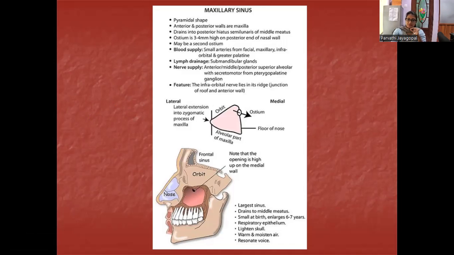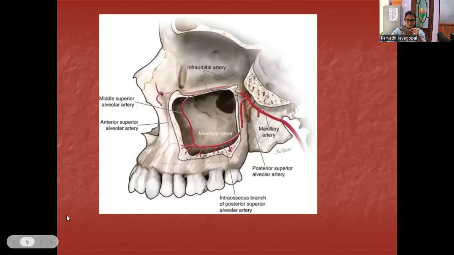And what are the functions of the maxillary sinus? It, of course, lightens the skull. It warms and moistens air that is inspired, and it gives resonance to the voice. This is the various blood supply to the maxillary sinus.